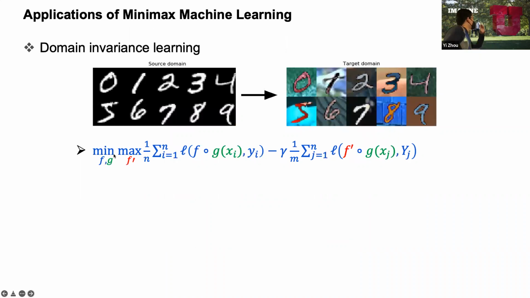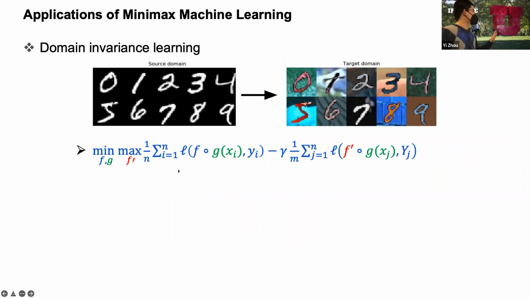The second application is called domain invariant learning. In this task, we have labeled source domain data, and we want to train a classifier on this labeled source domain data. However, we would like this classifier to be applicable to data coming from another domain, which we call the target domain. For this target domain data, we don't have any classification labels.